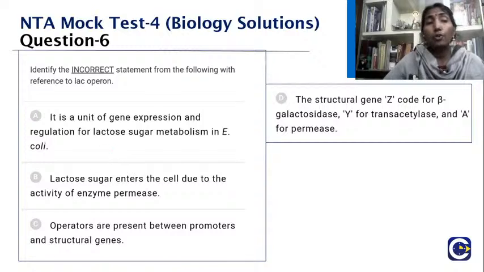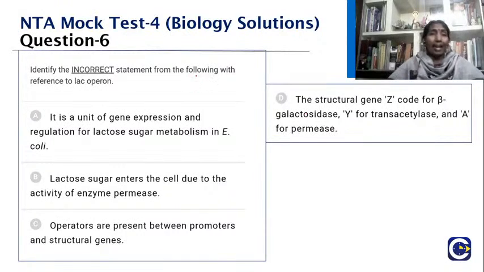coli. Lactose sugar enters the cell due to the activity of the enzyme permease. Operators are present between promoters and structural genes. The structural genes are Z, which codes for beta-galactosidase, Y for trans-acetylase, and A for permease. So we have to find out which is the incorrect statement.